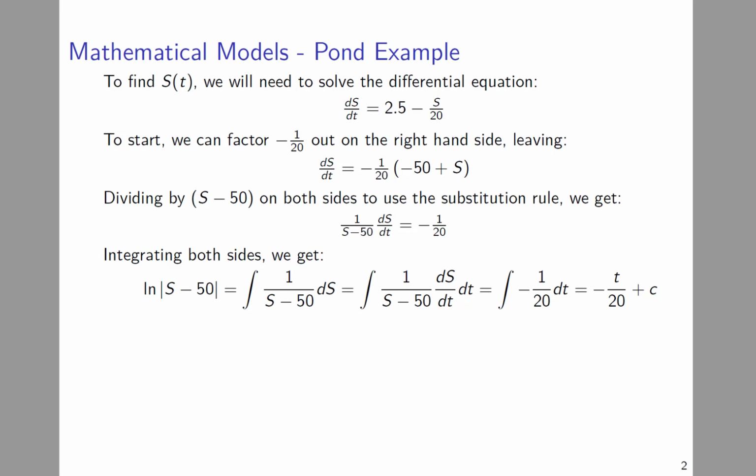Let me note that we should have a constant of integration on this side, but we can lump it together with the plus c all the way to the right. Now to solve this for S, we need to exponentiate both sides to undo the natural log on the left-hand side.